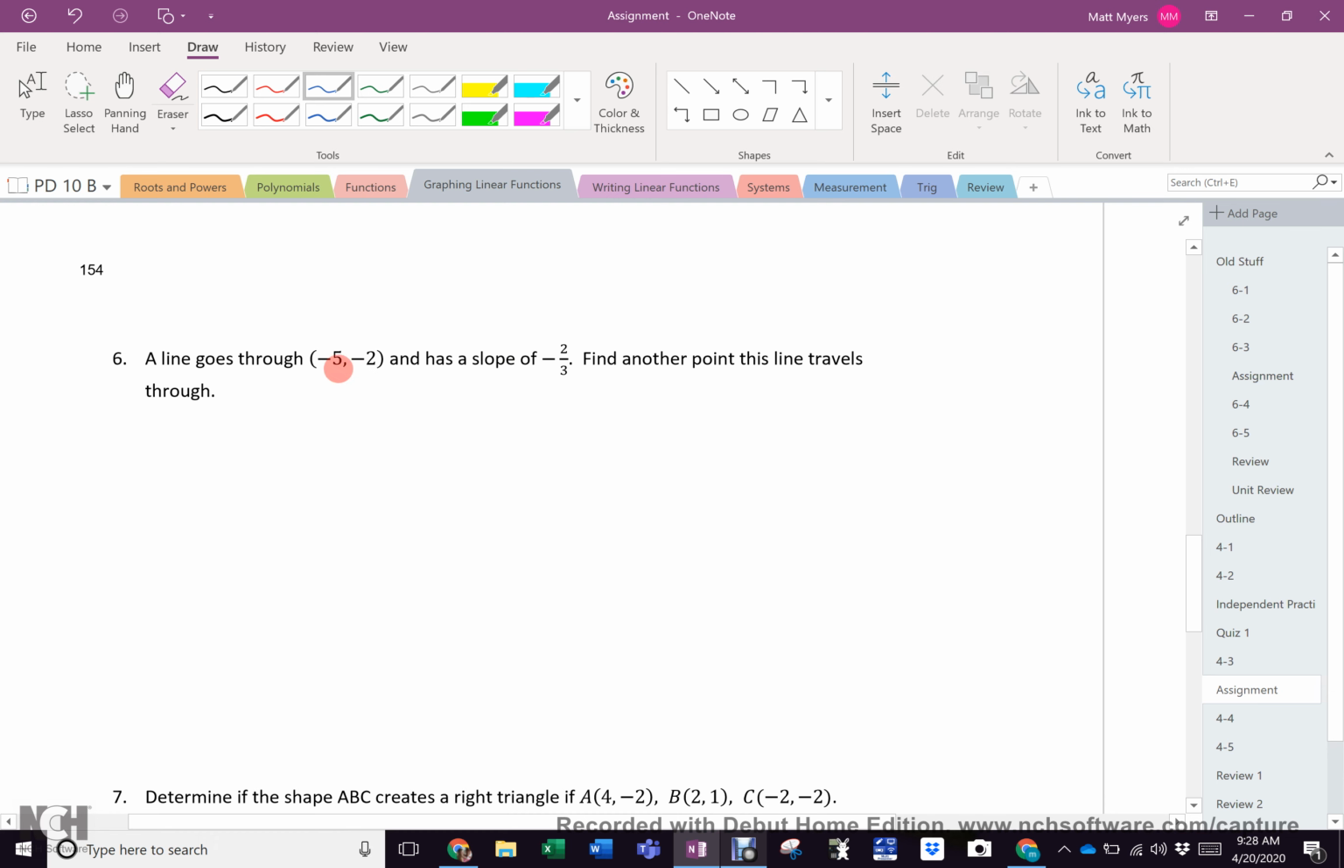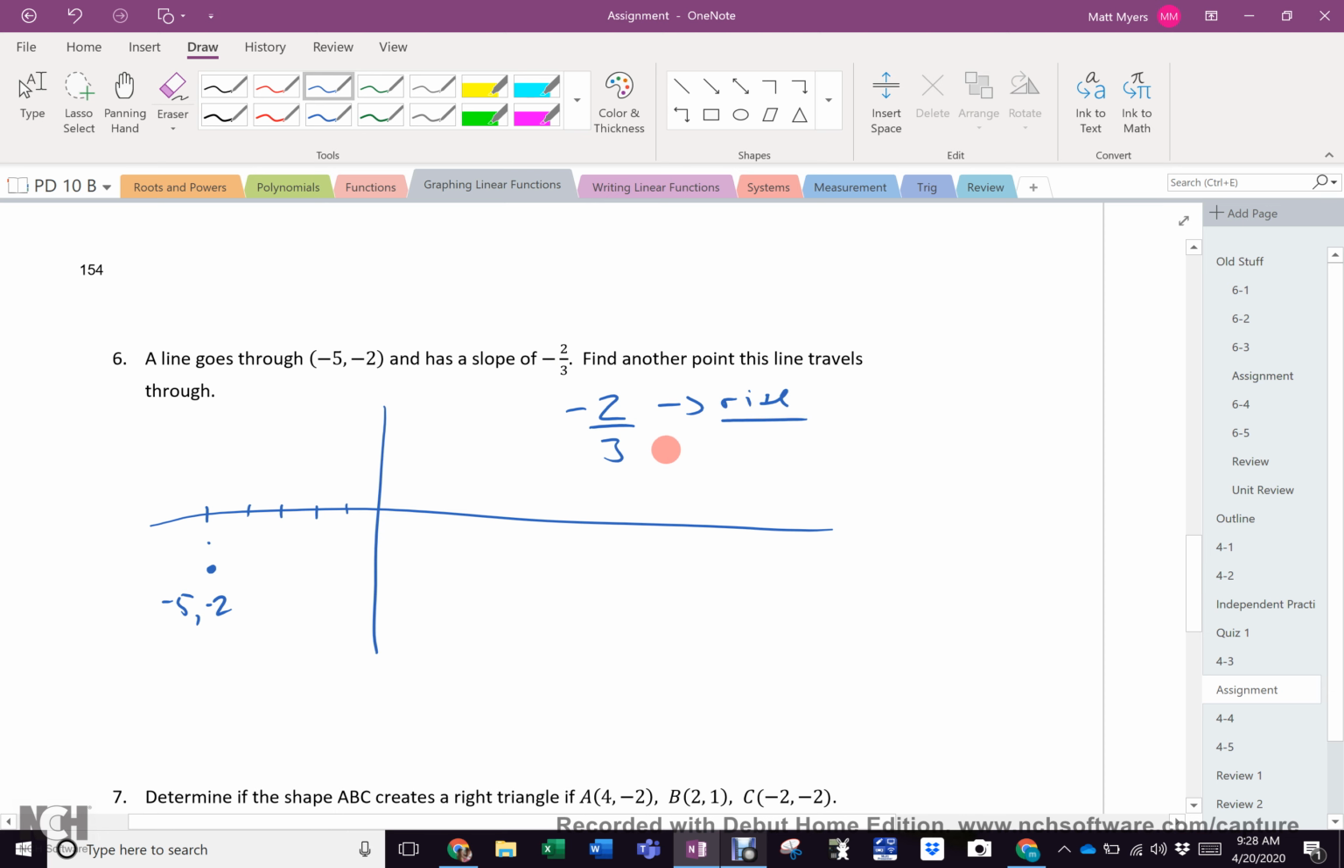A line goes through that point and has that slope. Negative 1, negative 2, negative 3, negative 4, negative 5, negative 1, negative 2. There is negative 5, negative 2. That slope, negative 2 over 3, rise over run. So there is negative 5, negative 2. My rise is negative 2, 1, 2. My run is positive 3, 1, 2, 3.